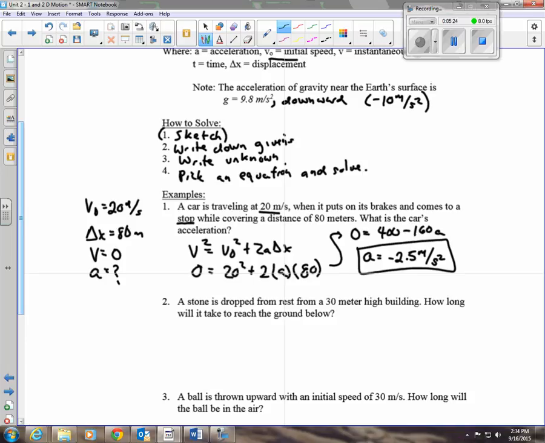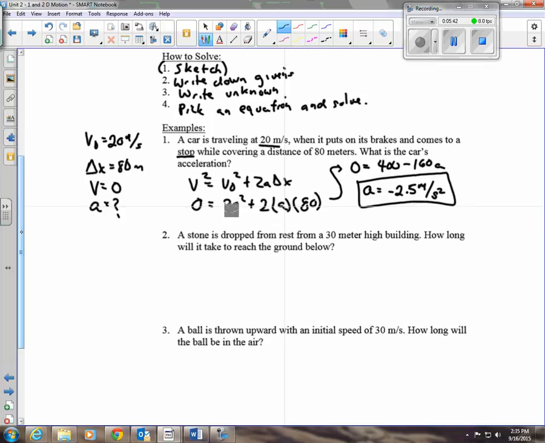And what does that negative mean? We kind of get in the habit of saying that when something's slowing down, the acceleration is negative. It's actually more about direction. This car is moving one way, and the acceleration, the push on it, is the other way. And that's going to make it slow down.